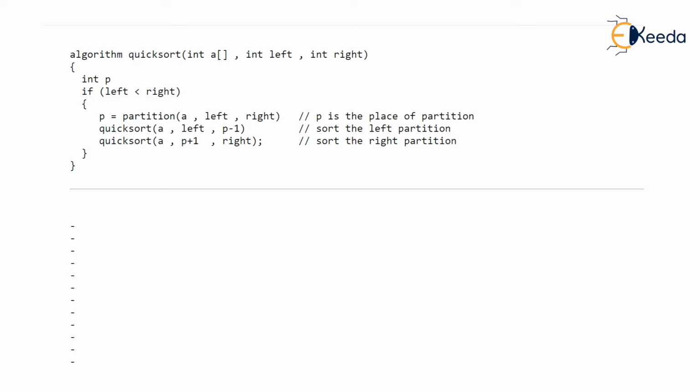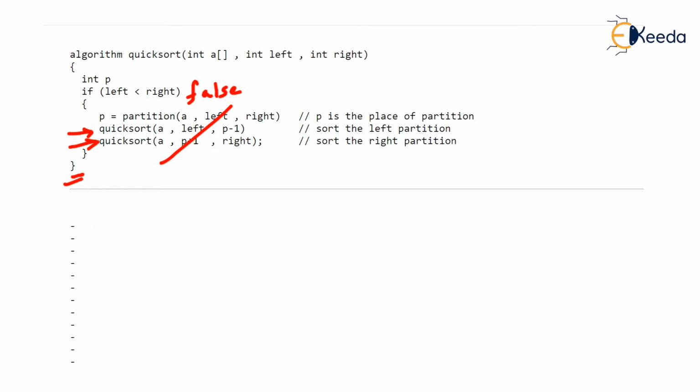So the first thing you have to understand is when the recursion will stop. Recursion won't be done if left less than right is false. If this condition is false, then the recursion won't be done and the function will simply end.